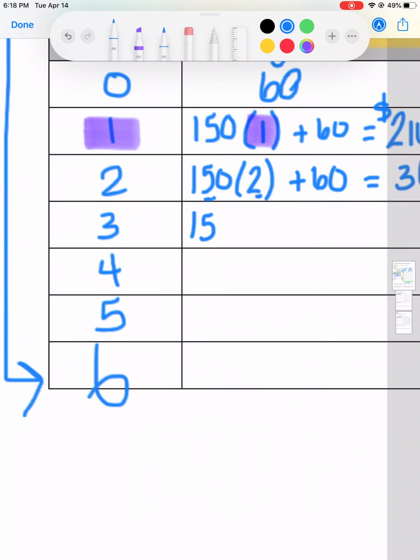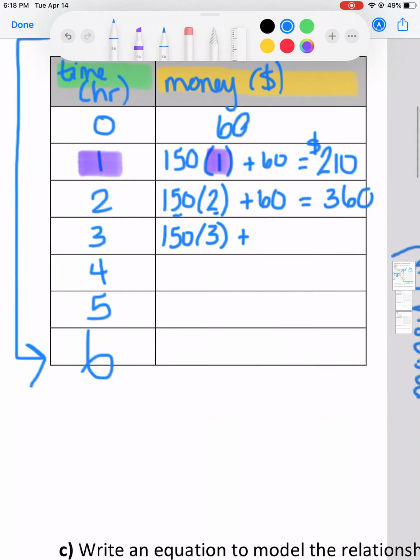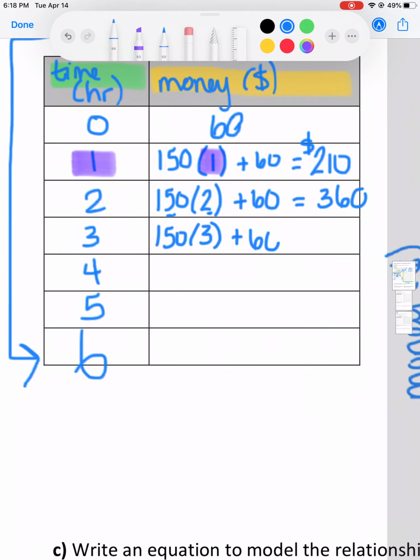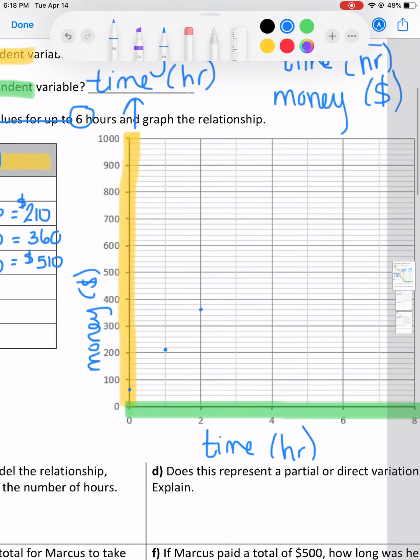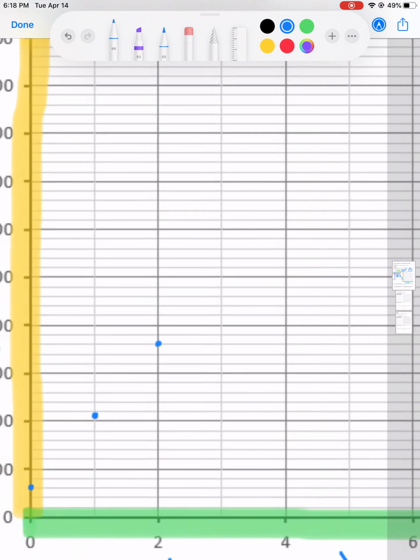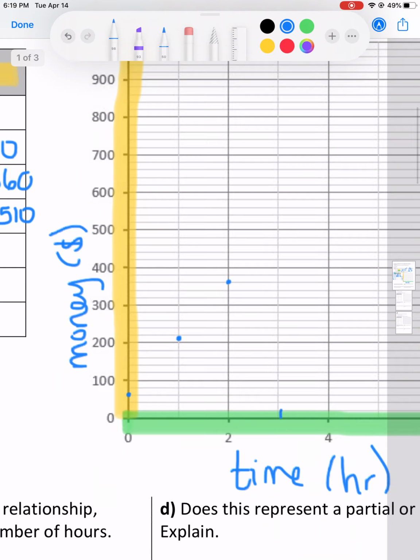Okay, let's do it again. 150 times 3 is 450. 450 plus 60 is 510. Okay, here's my 3.